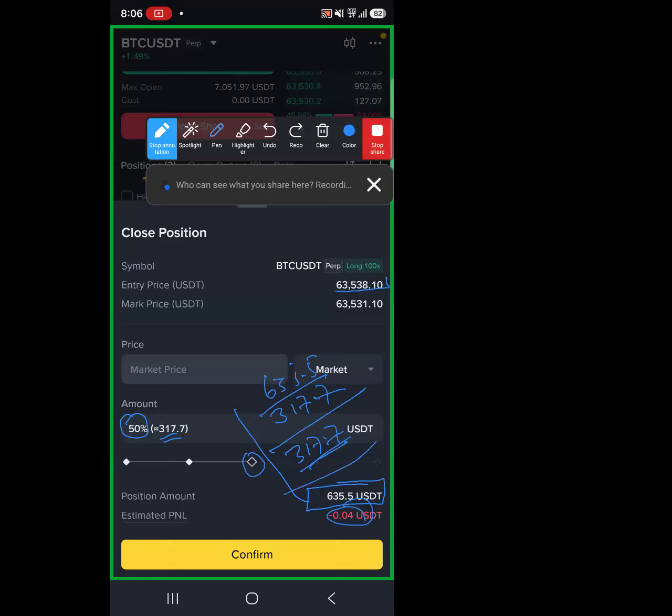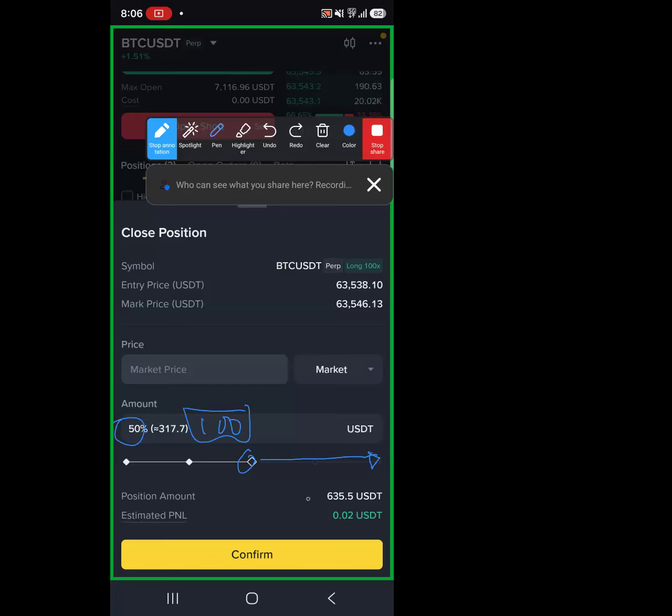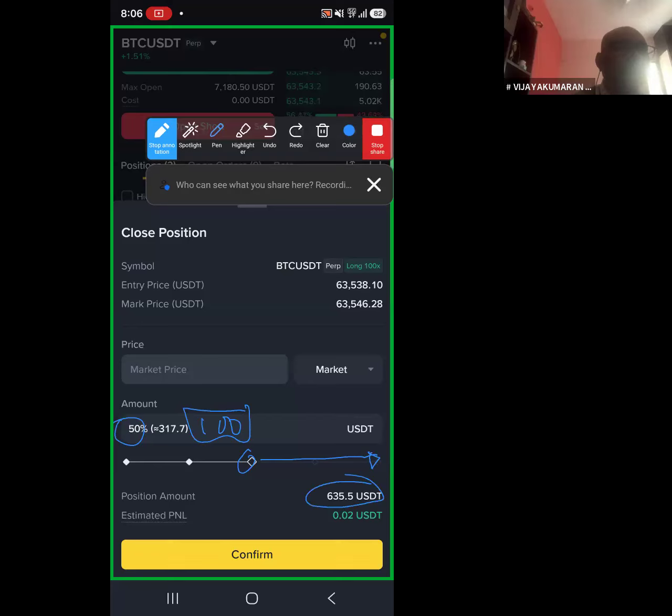But if you see it is in profit and you just want to close everything, you make sure that you move this to 100, by pushing this to the very end, and here you'll have 100%. So it means you're closing the entire position, as long as you're in profit.